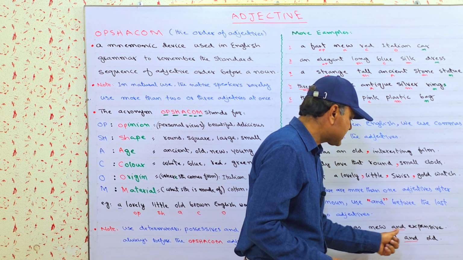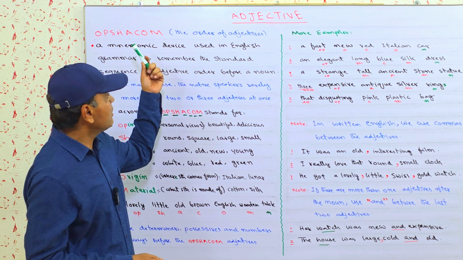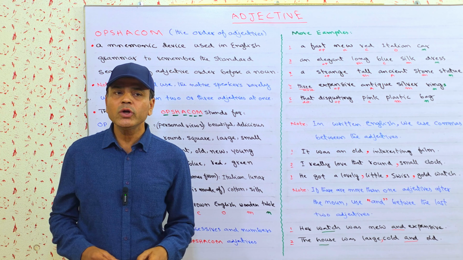I hope you learned this interesting rule about the order of adjectives, and it will help you a lot in composition and speaking, wherever you are confused about how to place different adjectives in order. If there is any confusion about this thing, do ask me in the comments.